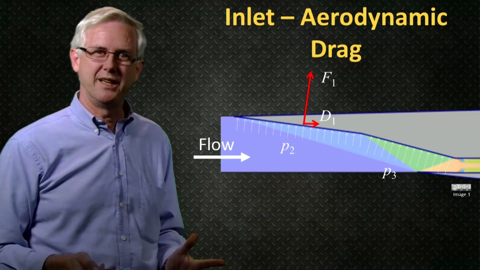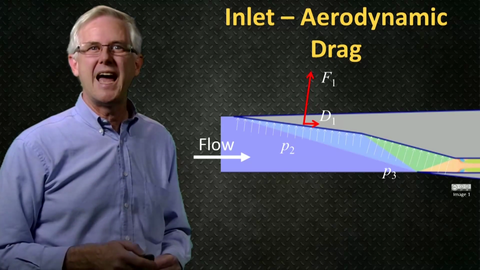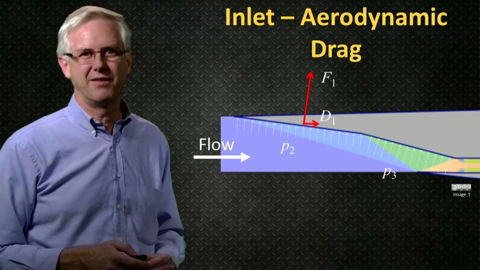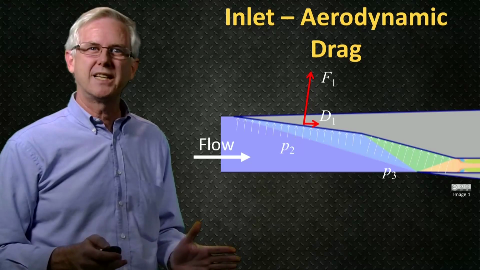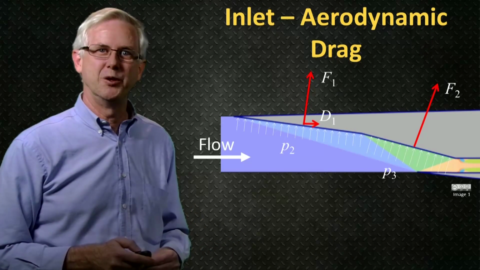By the same reasoning, there will be some drag force due to the pressure P3 acting on the second inclined surface of the inlet. This will act over the area of that surface to produce resultant force F2.